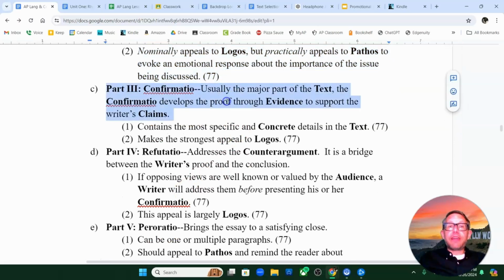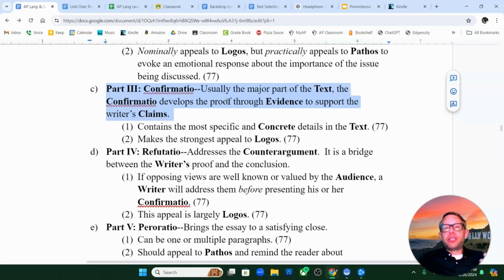So that takes us down to confirmatio. Usually the major part of the text, the confirmatio, develops the proof through evidence to support the writer's claims. So at long last, in this unit on argumentation, where we started with our second lesson getting into that whole concept of evidence, we can finally start to present evidence. But keep in mind, everything we've done thus far has been building up to make this evidence more palatable for our listener, for our reader. So yes, sure, we might be halfway through and only now getting to the evidence, but we've sort of primed the audience to accept it more willingly and understand why it's so gosh darn important.